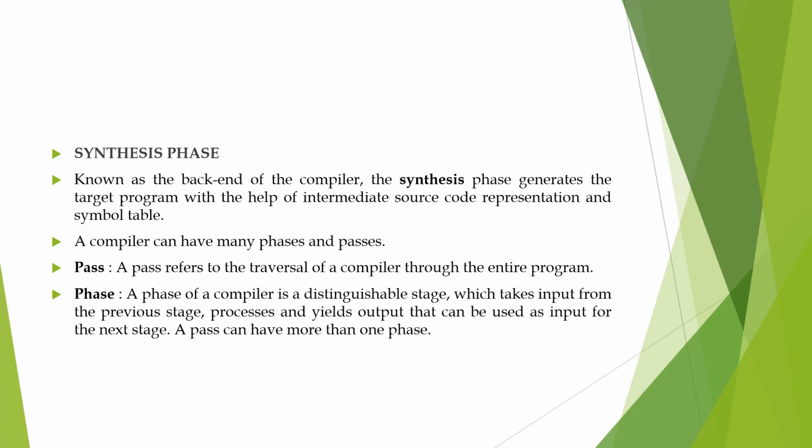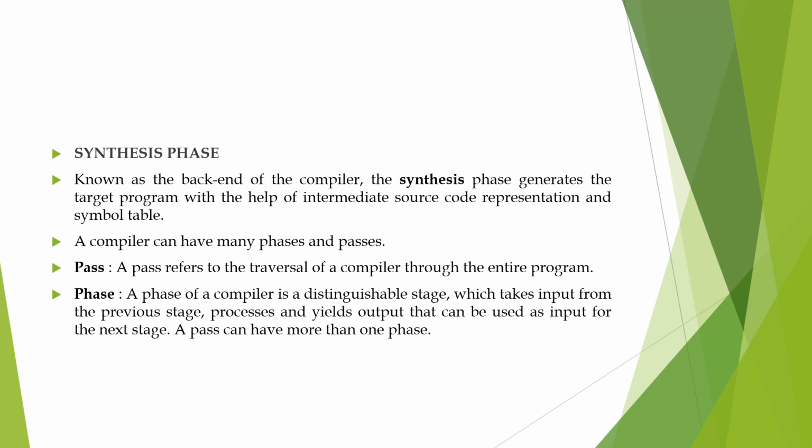The synthesis phase generates the target program with the help of the intermediate source code representation. In the diagram I showed in the previous slide, the intermediate source code representation and symbol table enter this phase. A compiler can have many phases and passes. So next, what does a pass mean, and what does a phase mean?